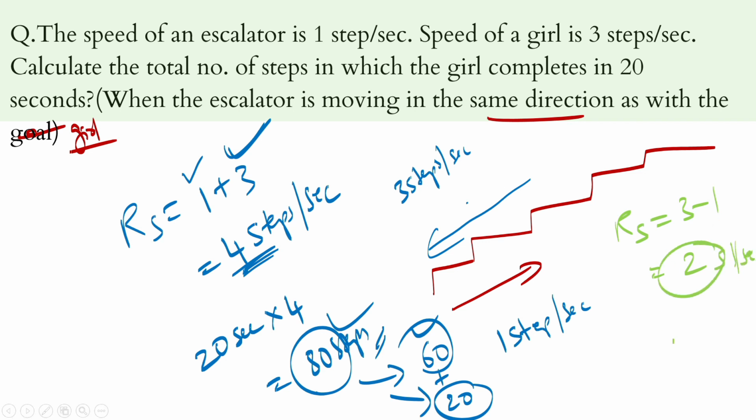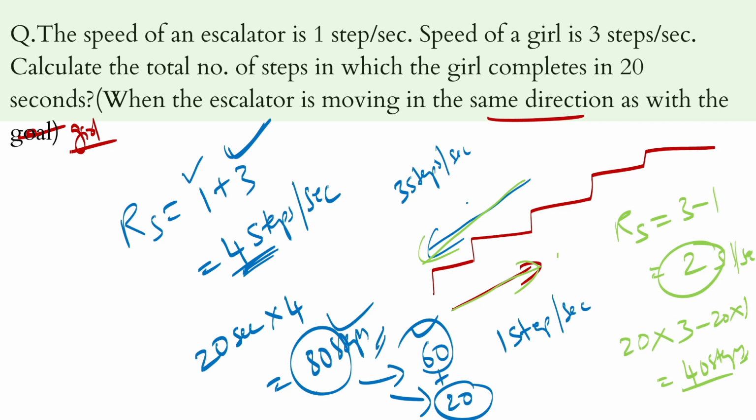2 steps per second. So the girl is moving 2 steps downwards for each second, not upwards. She is moving downwards, right? And the escalator is moving upwards. So in 20 seconds, the total steps taken are 20 into 3 minus 20 into 1. This is equal to 40 steps. Or we can directly multiply 20 into 2, right? So 40 steps. Now what happens if the escalator is switched off?